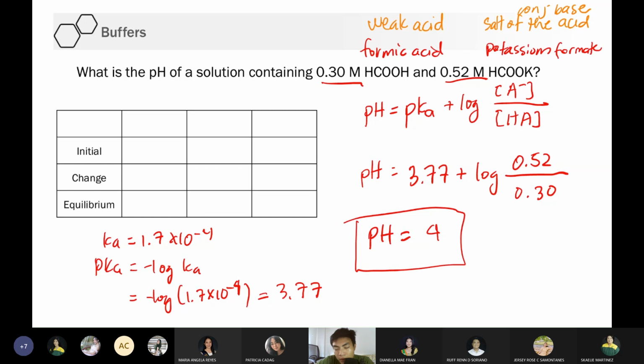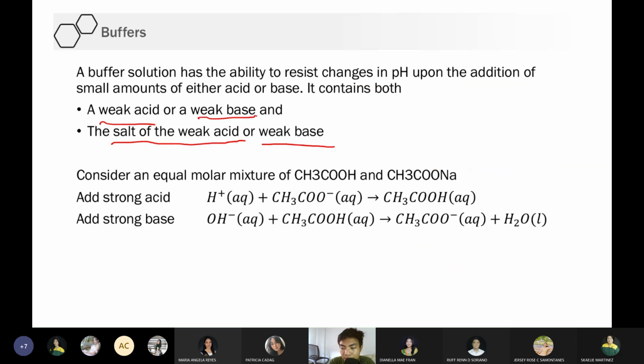As long as you know the concentrations of your acid and the conjugate base, you can get the pH of your resulting solution. So kunwari, you are asked to prepare a pH 4 solution. Ang gagawin mo, magpe-prepare ka ng ganitong concentration and ganyang concentration ng acid. So pag pinaghalo mo yon, automatic pH 4 agad yon. Okay? And that will resist the gradual changes sa pH.